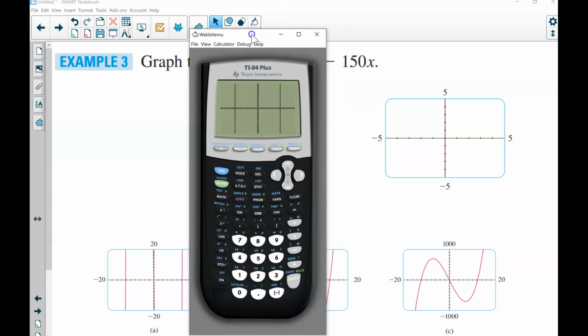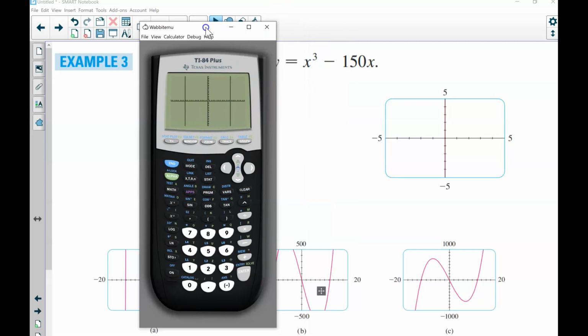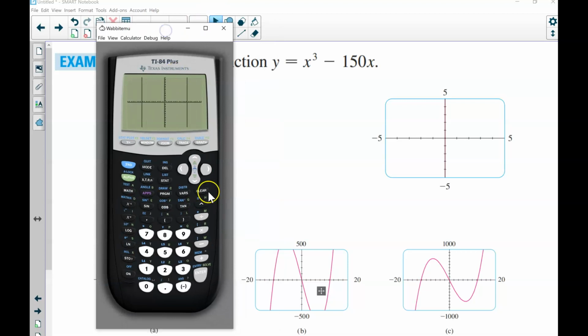So if we look carefully while the graph is being drawn, we see that the graph leaves the screen and reappears during the graphing process. So what this does is it indicates that we need to be more in the vertical direction. So we need to change the viewing rectangle. So we're going to leave it at -20 and then 20, and then let's go to the y, and change this to -500 to 500.